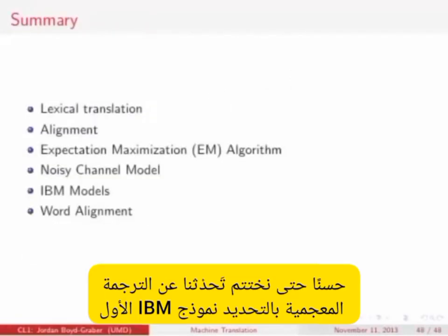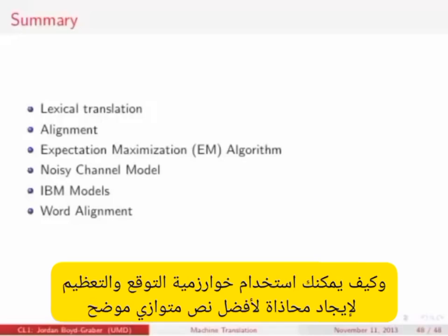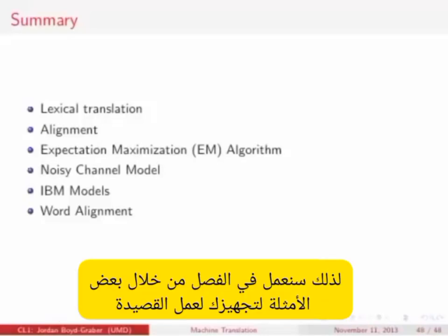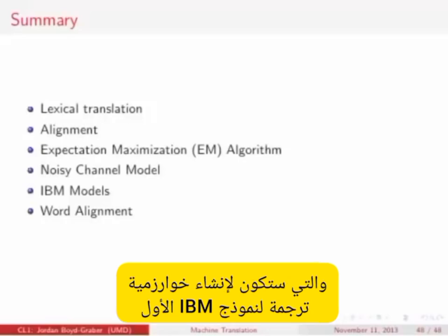Okay, so to wrap up, we talked about lexical translation, in particular IBM Model 1, and how you can use the expectation maximization algorithm to find alignments that best explain parallel text. So in class, we'll work through some examples to get you ready for the homework, which will be to create an IBM Model 1 translation algorithm.